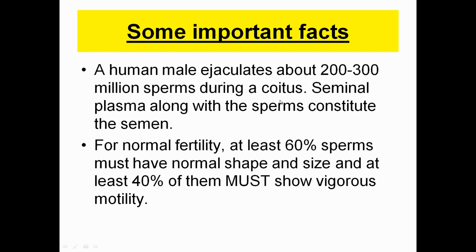Now, some of the important facts about spermatogenesis: the male ejaculates about 200 to 300 million sperms during a coitus. Coitus is sexual intercourse. Seminal plasma along with the sperms constitutes the semen. Seminal plasma is secreted by the associated glands. For normal fertility, at least 60% of the sperm must have normal shape and size. However, 40% of them must have vigorous motility to have the fertilization event.